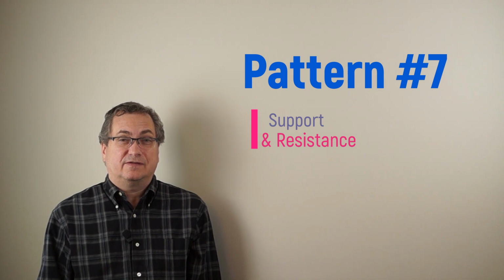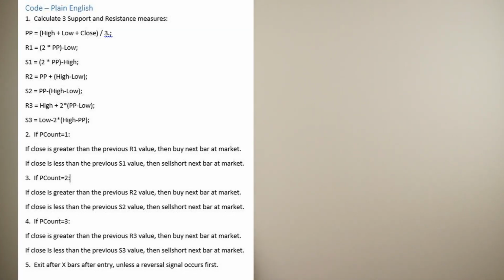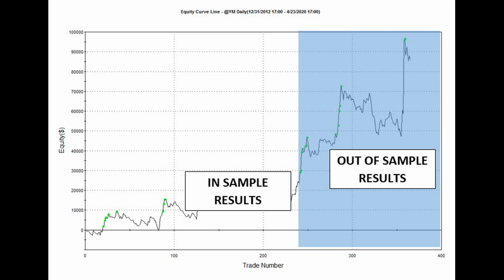Pattern number 7 uses support and resistance. A lot of times support and resistance are hard to calculate because they're a visual type tool. A lot of people just draw lines based on charts. Well, these support and resistance areas use equations. And when you put that into an entry code, here's how that looks with a sample market. And with some sample trades.